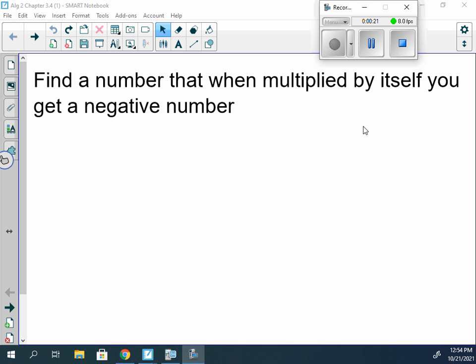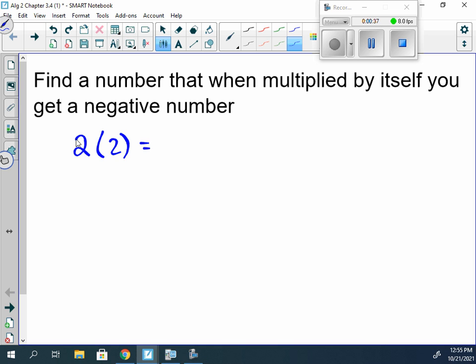Now, the first part here: find a number that, when multiplied by itself, gives you a negative number. We've already talked about this a little bit yesterday, because when we tried to find the square root of a negative number, it didn't work. An example would be 2 times 2, which is 4. Positive times itself is still positive. If we take negative 2 times negative 2, we get positive 4. The concept is still the same. We still end up with a positive number, yes?